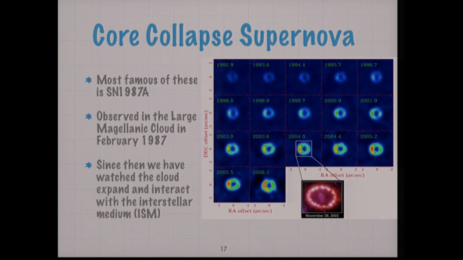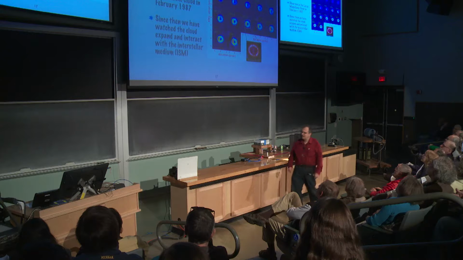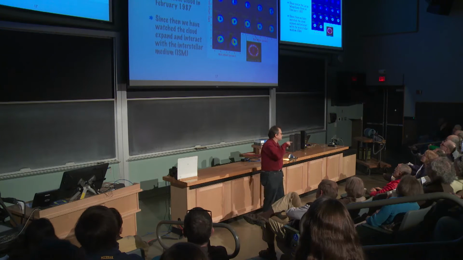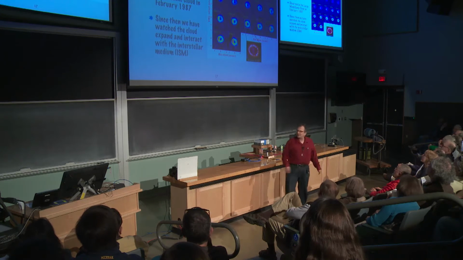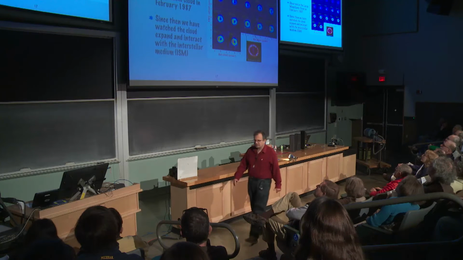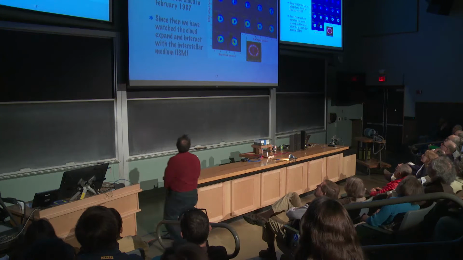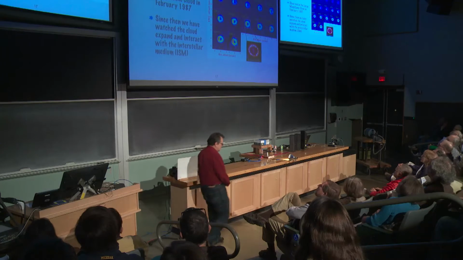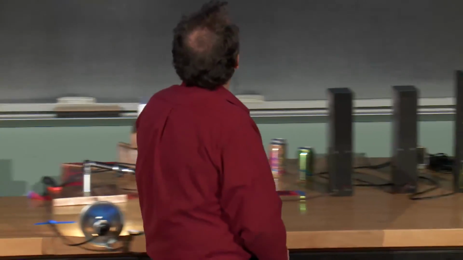The most famous of these is called Supernova 1987A. This is how supernovae are named, right? They're named by the year in which they went off, and then the first one in that year is called capital A, the second one is called capital B, et cetera. And then you start adding 2 letters. So this was the first supernova that was observed in 1987. It was observed in a local neighboring galaxy of the Milky Way, the Large Magellanic Cloud.